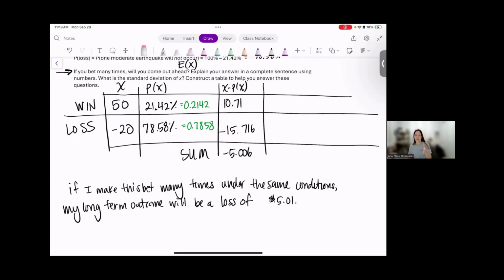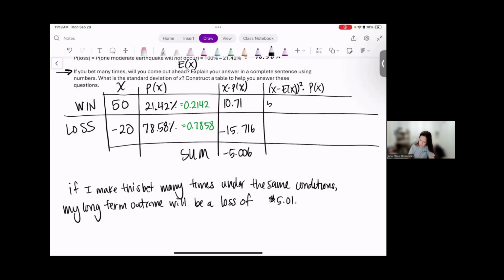I put a negative sign, but I don't want to say a negative loss because that actually is a positive. So loss represents the negative sign. So now I need the standard deviation. We need the next column to be the X value minus the expected value, square that, and then multiply that by the probability.